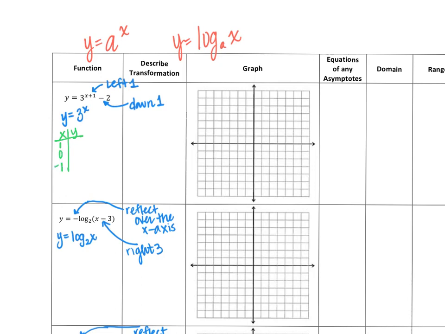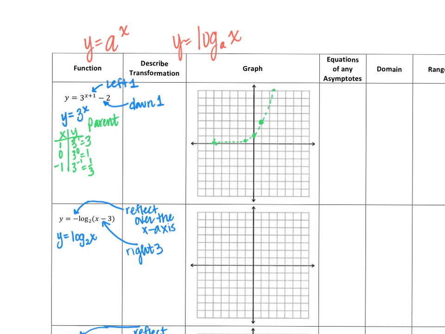So 3 to the first power is 3, 3 to the 0 power is 1, and 3 to the negative 1, remember that does the reciprocal, so we're at 1/3. So just for the parent function, right now, I'm going to draw that as a dotted line. At 1, I'm up at 3, 0, I'm at 1, and at negative 1, I'm at 1/3. So again, just drawing that in there, dotted, so I know what I'm transforming.